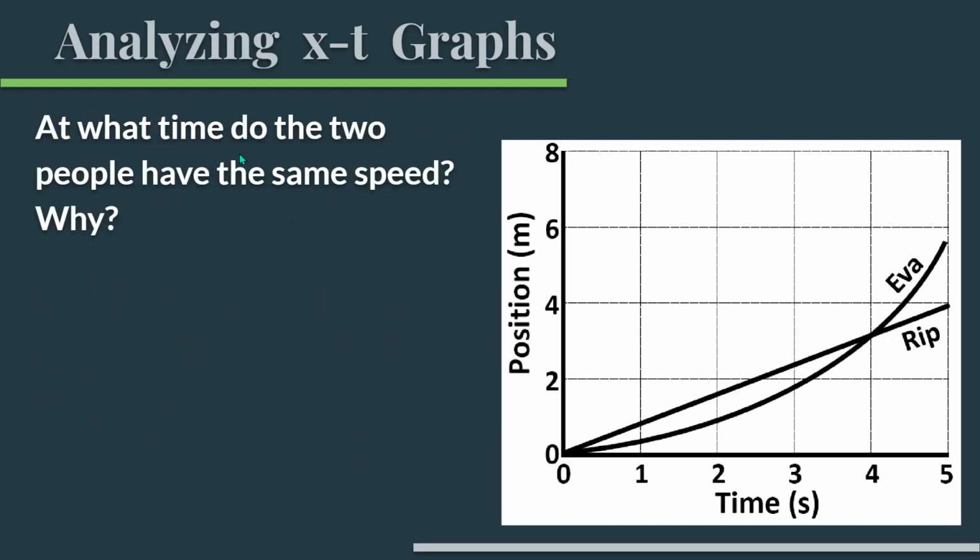All right, at what time do these two people have the same speed? This is a harder question to answer. 3 meters. Okay, how do we tell speed? Slope. Where are the slopes the same? Again, hers is a curve, but about where are the slopes the same? Between 2 and 3? Between 2 and 3? Here, at 1, I wouldn't say so.